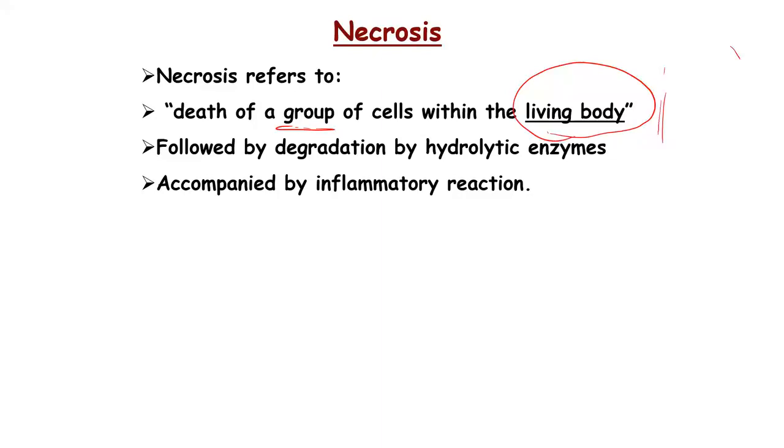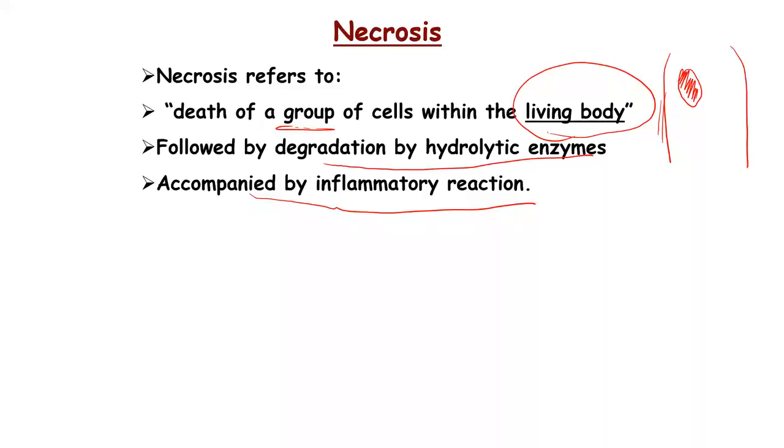What is the definition of necrosis? It refers to death of a group of cells within the living body. So you need to be living: we have a living body, and a group of cells die during life. This is different from post-mortem. It is different from death; if the whole person dies, we don't call it necrosis. Necrosis is used only for death of a group of cells within the living body. This is followed by the two things we mentioned.